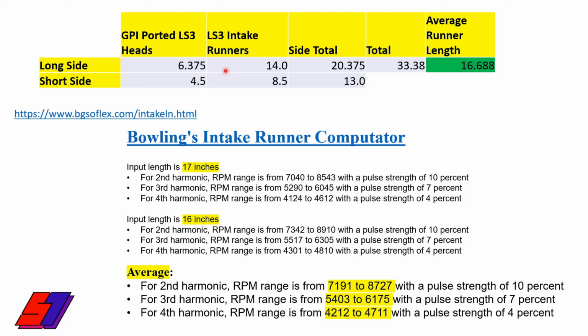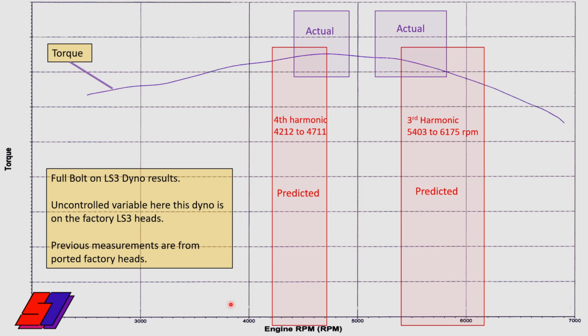I really don't know. Either way, with the stock LS3 intake, I came up with a total of 16 and a half inches. And this is where this comes into play. You can do 16 or 17, so I did both of these and then I averaged them out. And this is what I came up with for my car. Now, the other interesting thing is we see that there are harmonics in here, and we'll get to that in a minute. We'll see how this plays out.